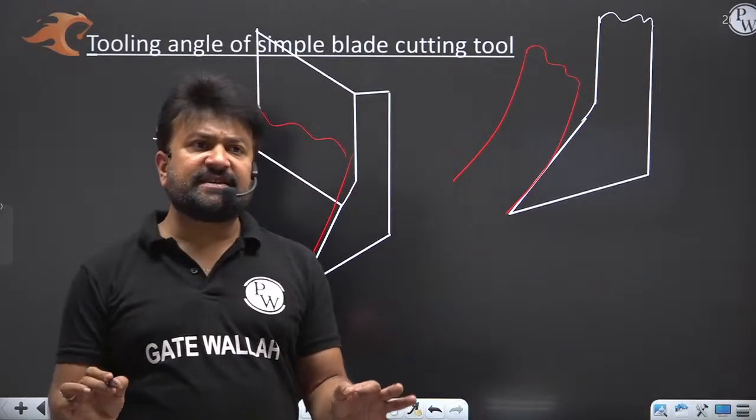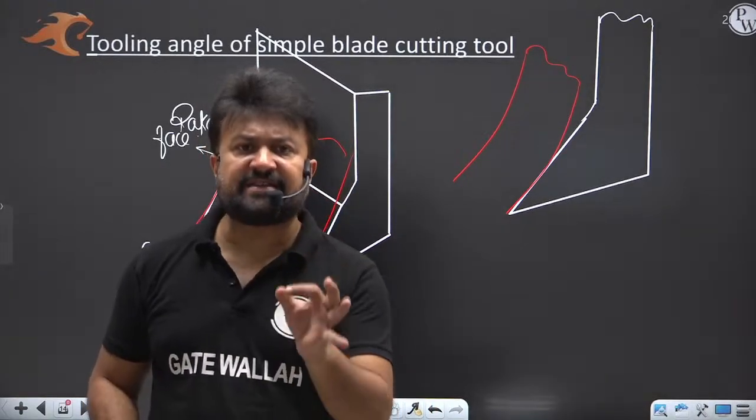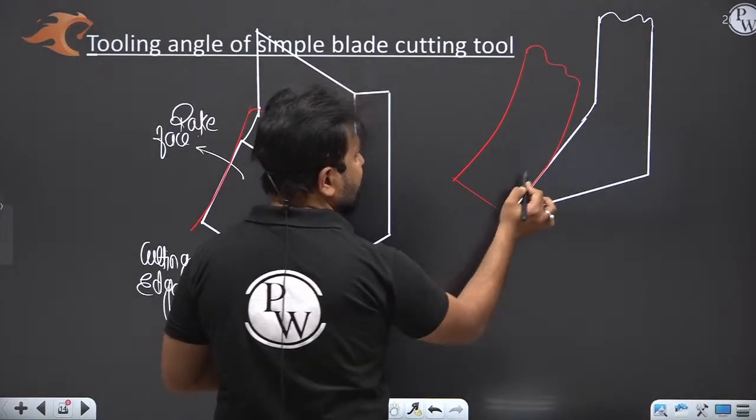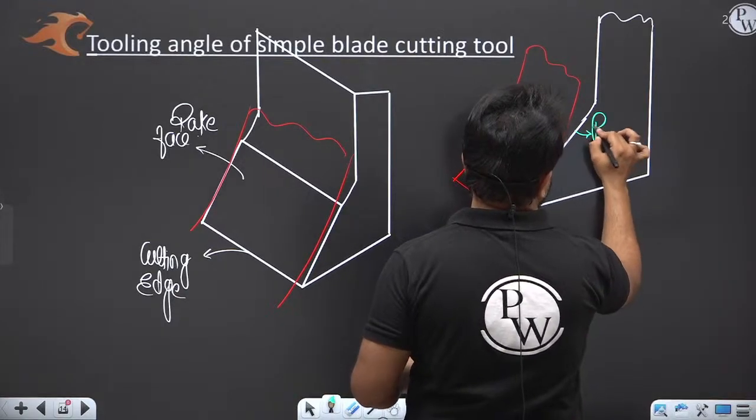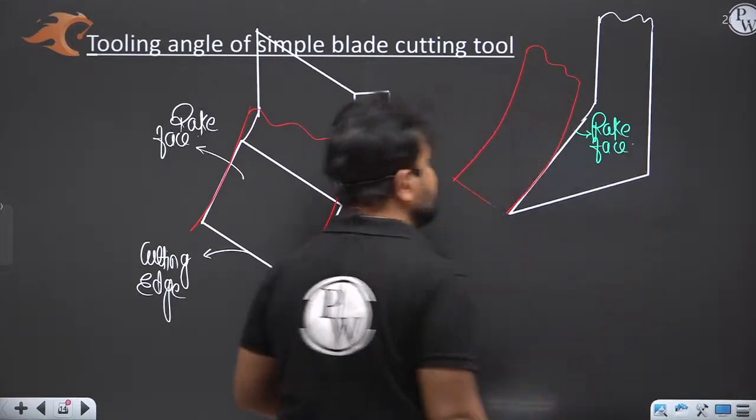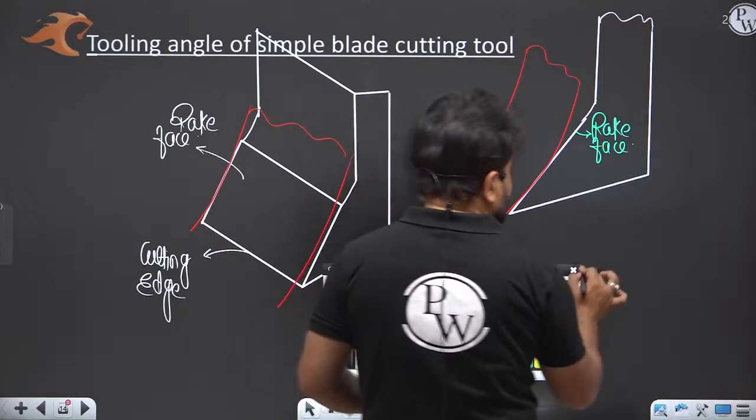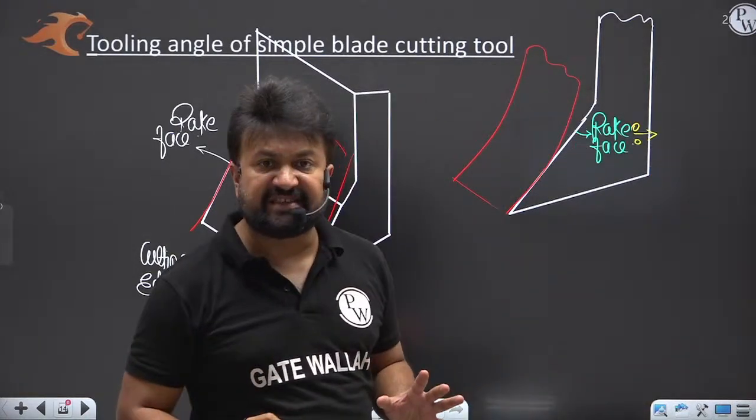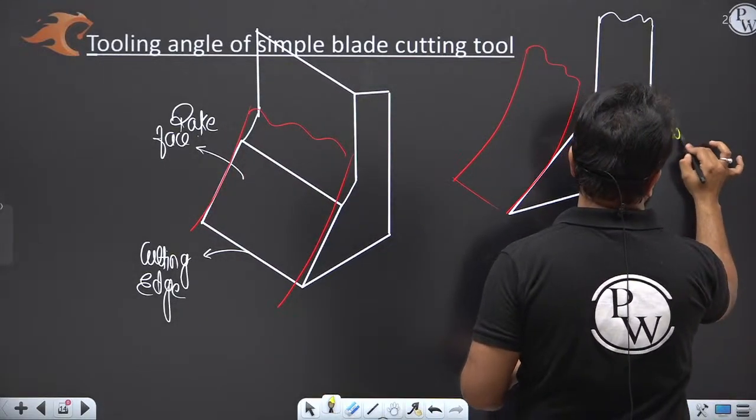Now the rake face is the surface along which the chip moves upward. So this chip is moving along this face, and this face is known as what, my dear? Rake face. So the definition of rake face is crystal clear, along which the chip moves, right?